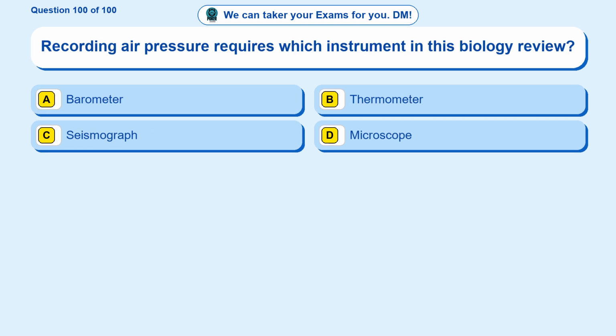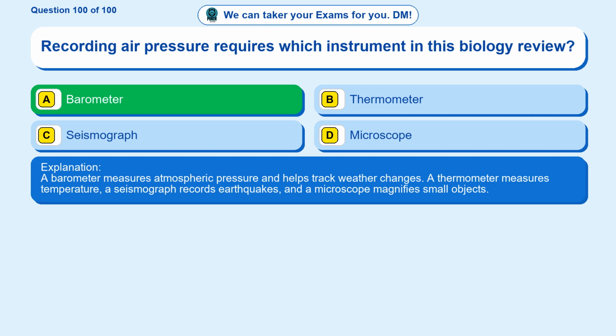Question 100. Recording air pressure requires which instrument in this biology review? Option A, barometer. Option B, thermometer. Option C, seismograph. Option D, microscope. The correct answer is option A, barometer. A barometer measures atmospheric pressure and helps track weather changes. A thermometer measures temperature, a seismograph records earthquakes, and a microscope magnifies small objects.